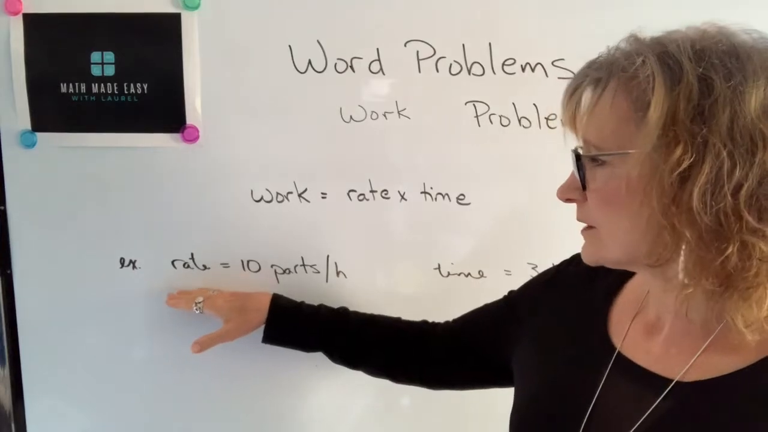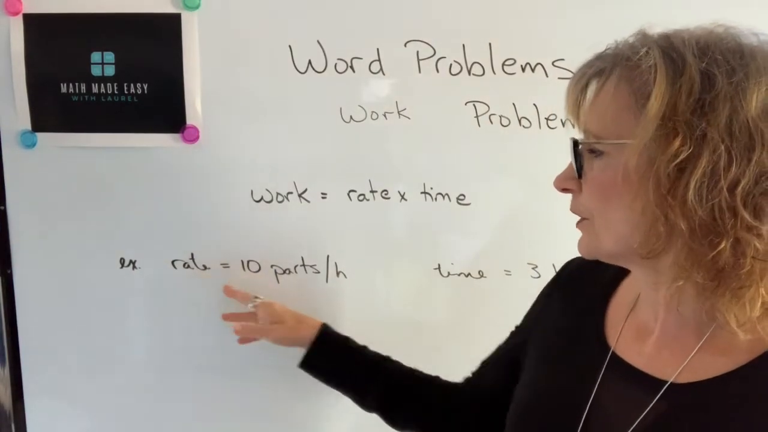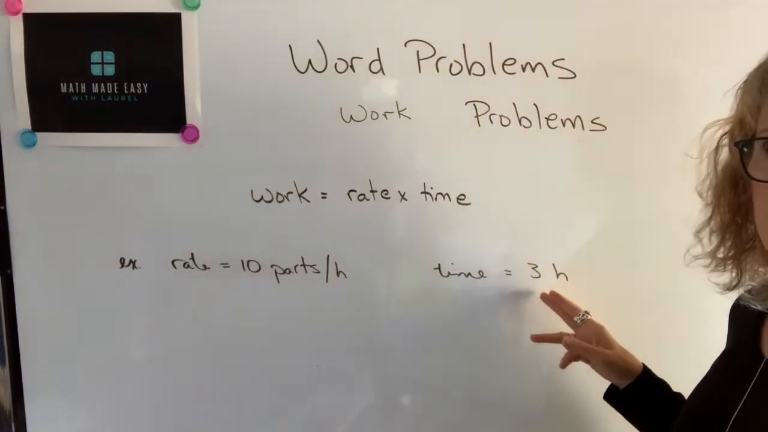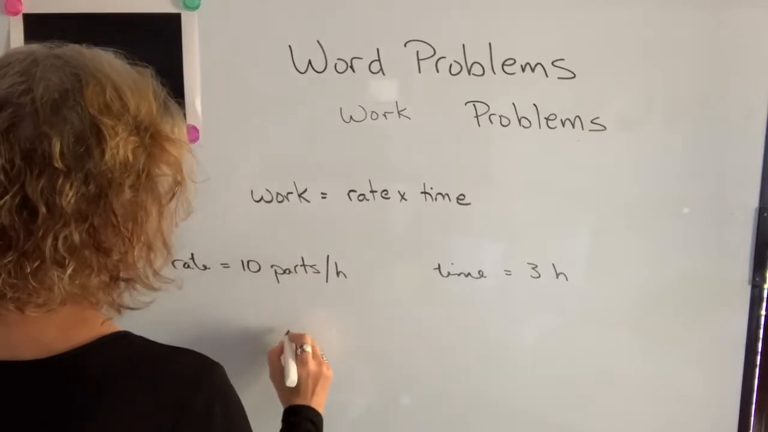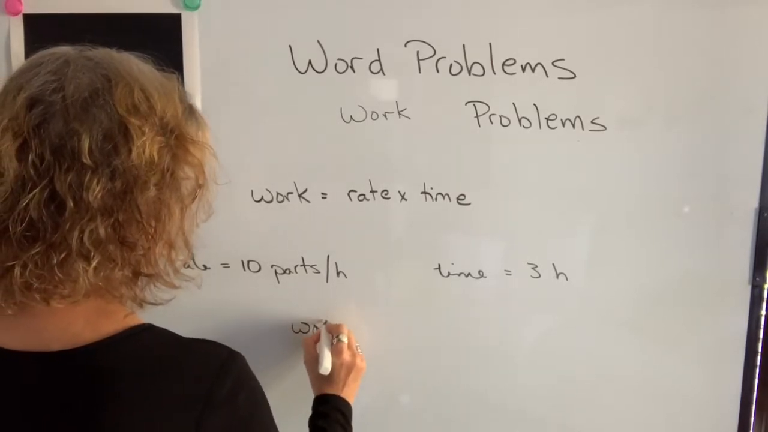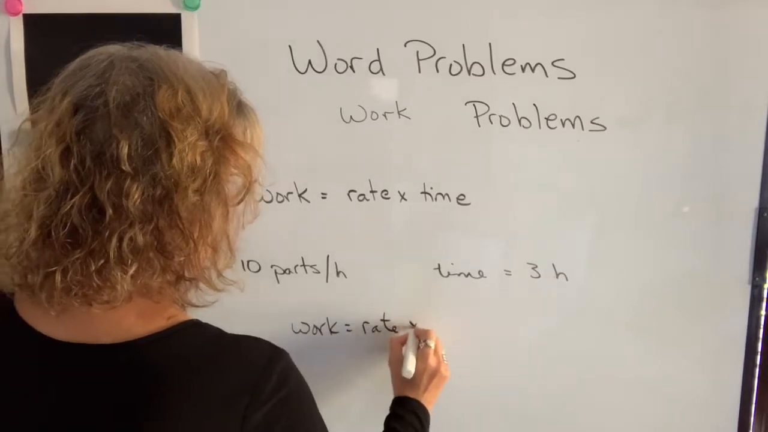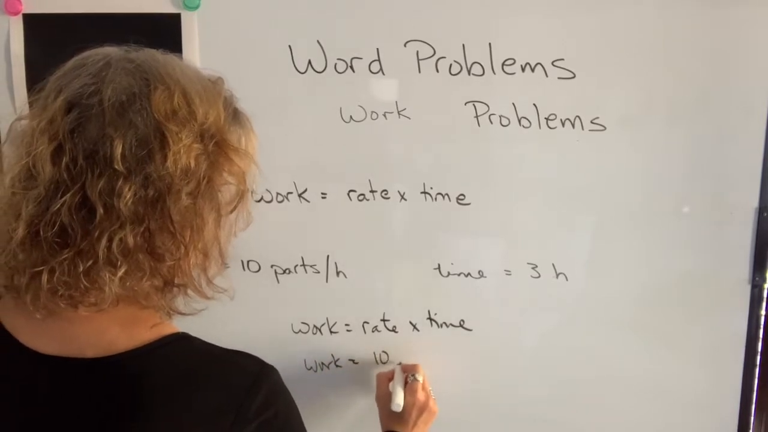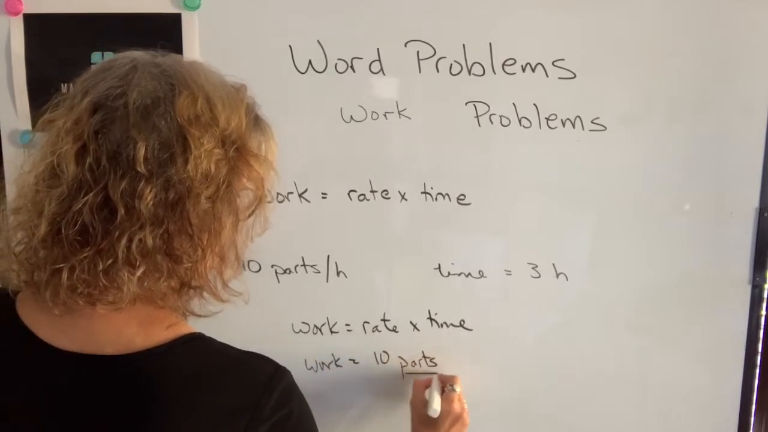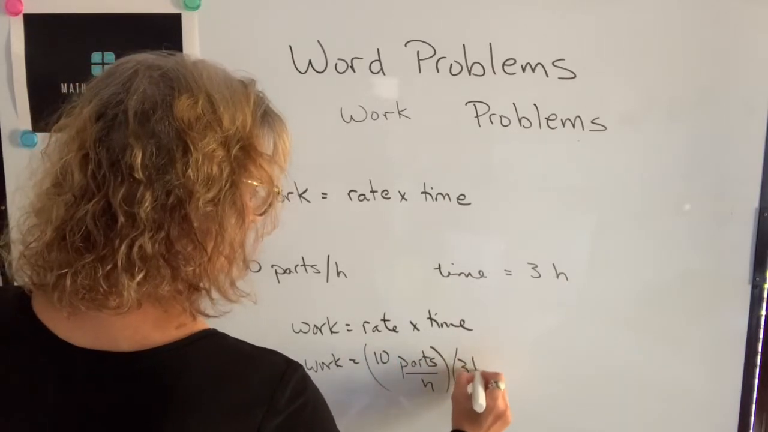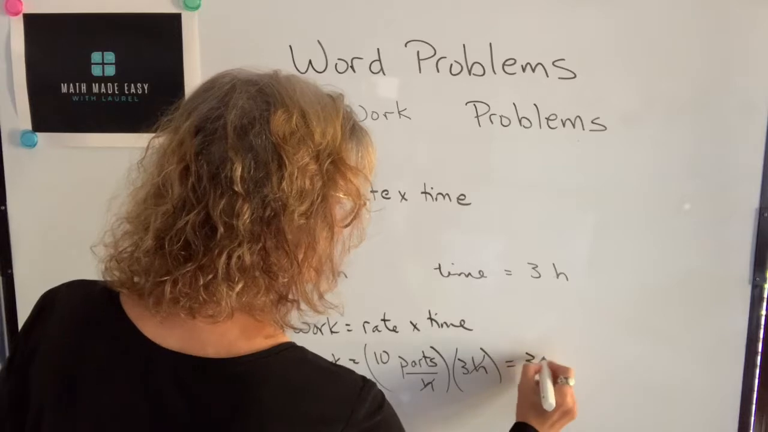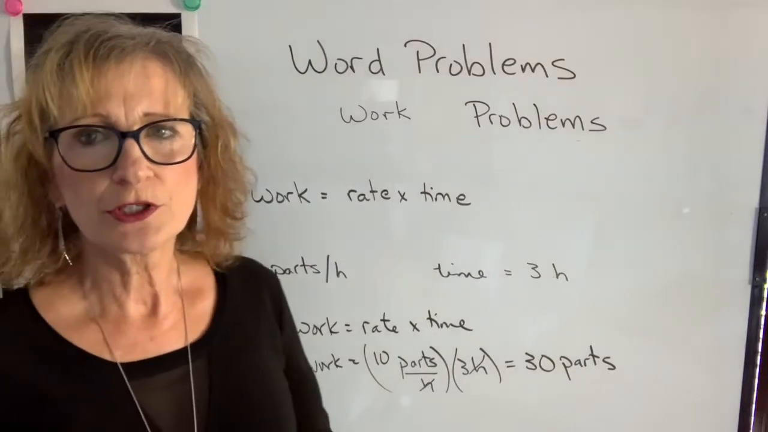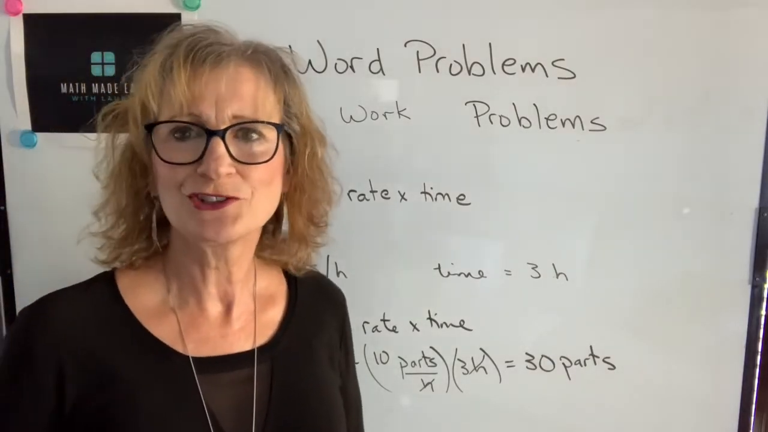As an example, if we had someone that was an assembly line worker and they assembled 10 parts per hour, and we want to know how many parts would they assemble in a certain amount of time, like 3 hours, we would use our formula. Work is rate times time. So the work would be 10 parts per hour times a time of 3 hours. The hours cancel, and we get 30 parts. So we're going to use that mathematical relationship as well as a strategy that I'm going to point out in the next examples.